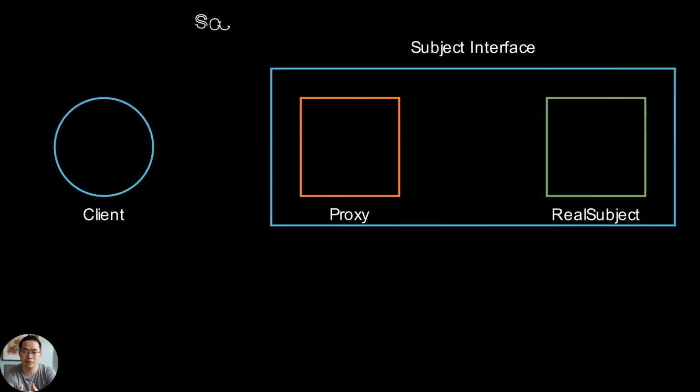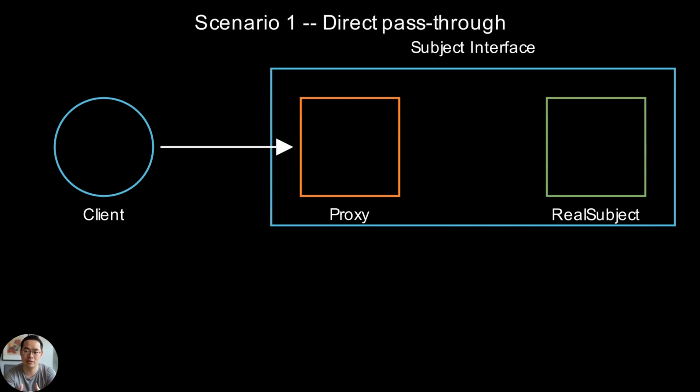Now, let's look at our first scenario, using a proxy for protection and access control. The proxy intercepts this call. Before doing anything else, it can perform preliminary actions. Here, it runs a check permission function. This is the protection aspect of the proxy, acting as a gatekeeper to the real subject.